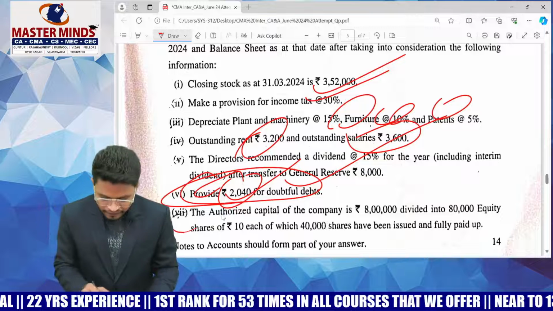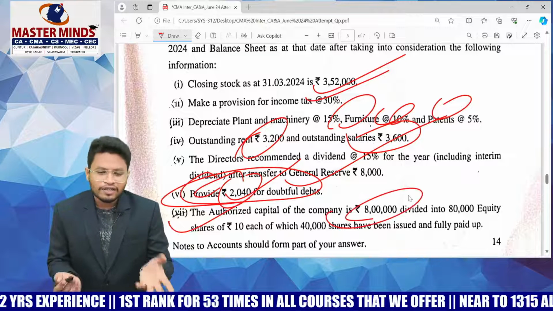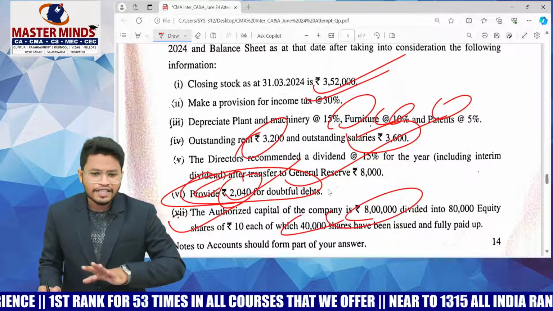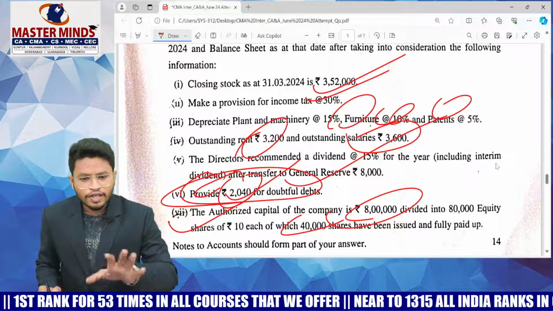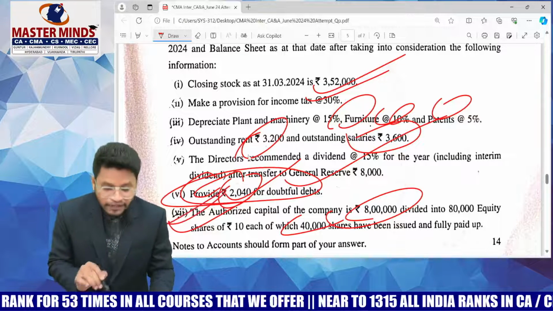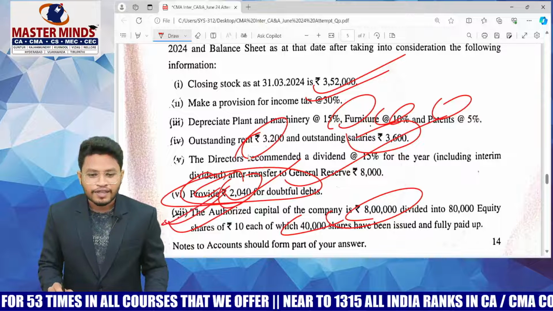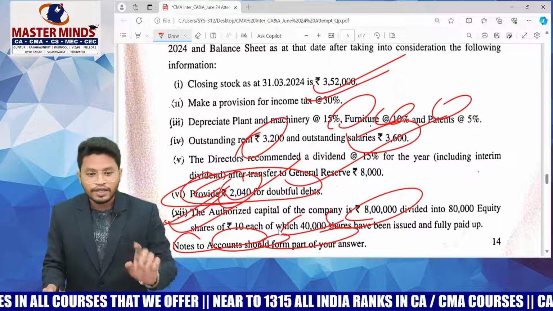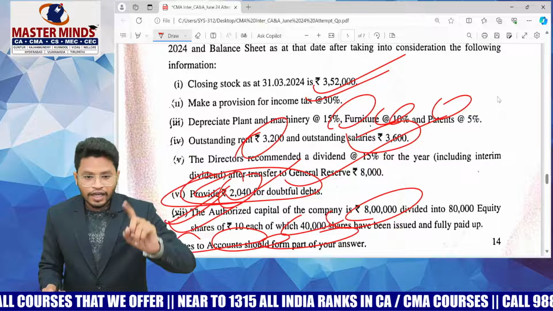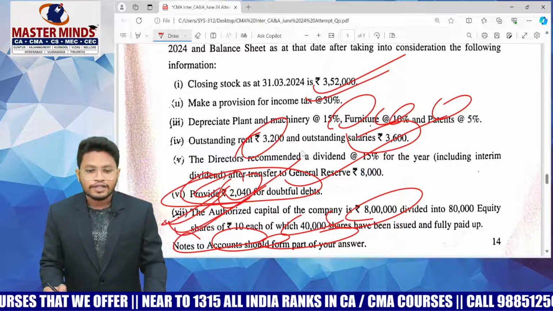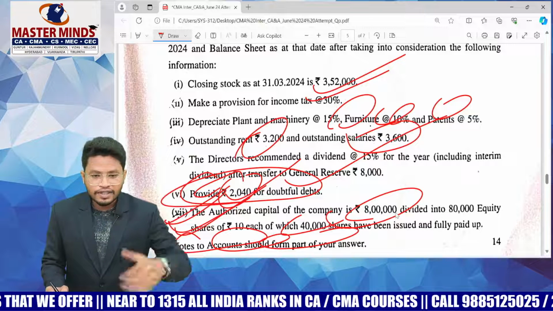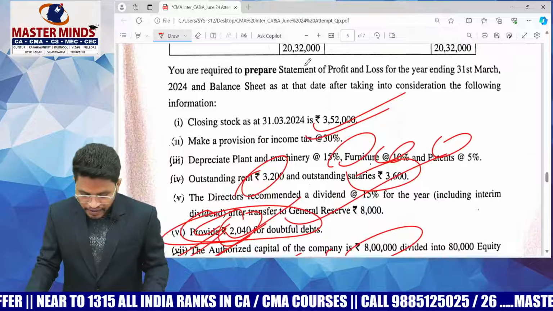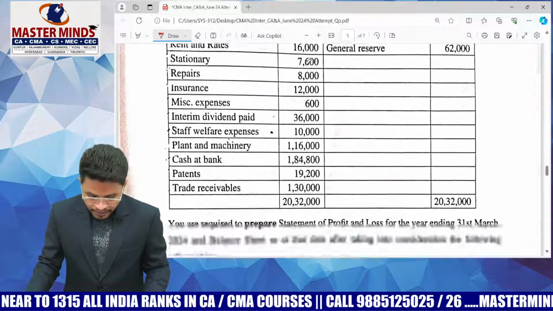Okay. And finally, how many authorized shares were there, and in that how many fully paid shares were given? This is just for notes to accounts presentation. That point was given for notes to accounts presentation. So notes to accounts should form part of your answer. In that, under note number 1 share capital, we have to show what is the authorized capital and what is the issued capital. Yes. Very simple one. No complications at all.